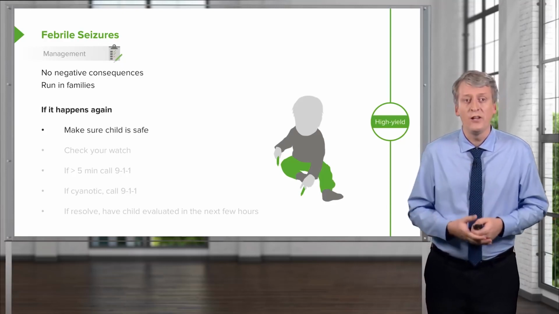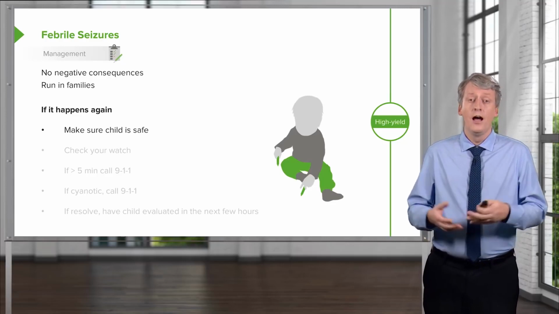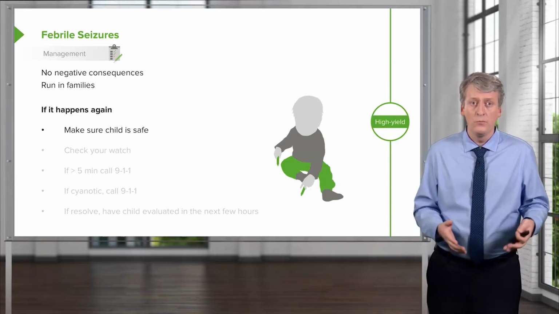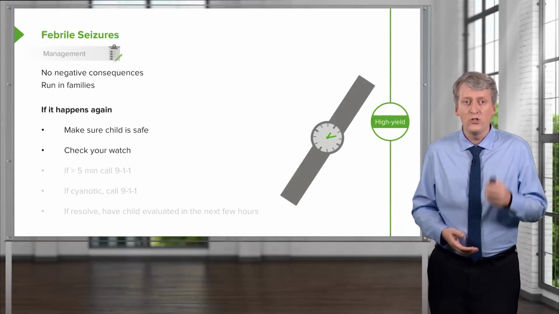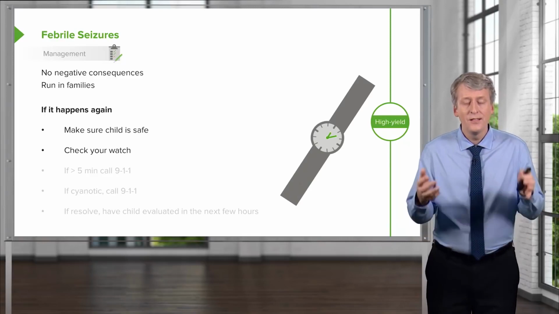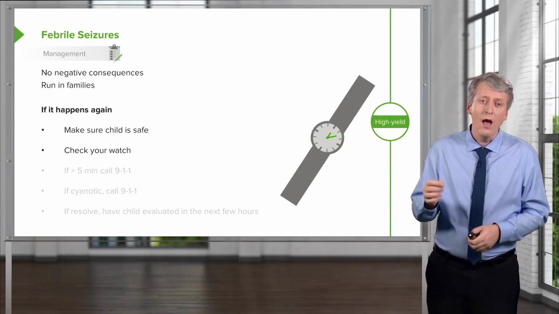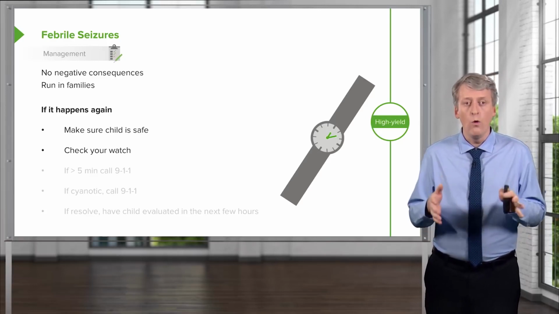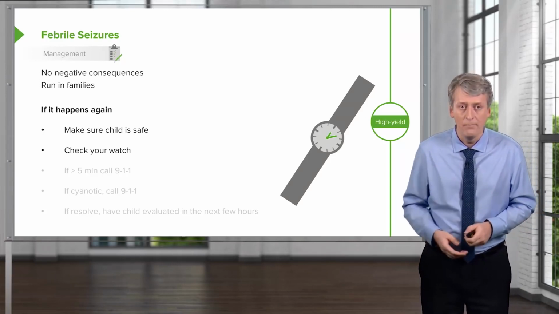Here's what to do if it happens again. First, make sure that child is safe. Obviously, if they're near a fireplace or in a swimming pool, we have to pull them to a safe location. Next, tell the family to check their watch. This is the last thing a family is going to do when their child is seizing, but knowing how long a seizure has gone on is very important in deciding what we need to do to fix it. So tell the family to check the time.